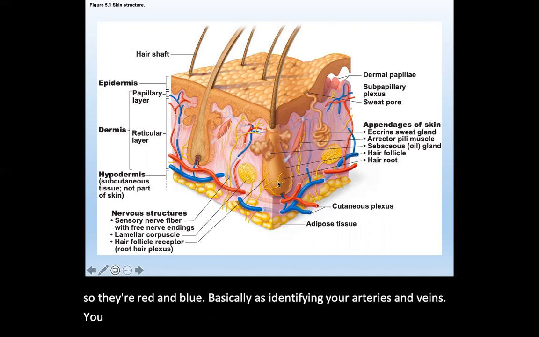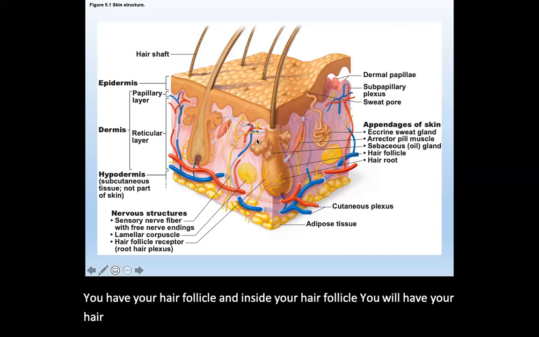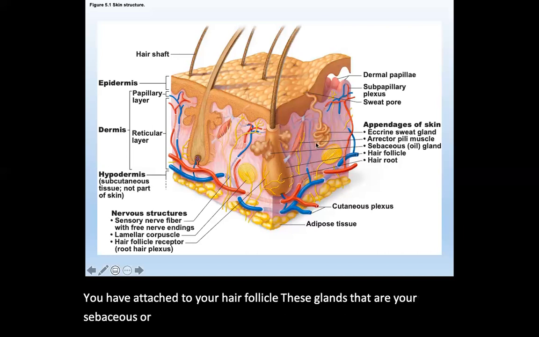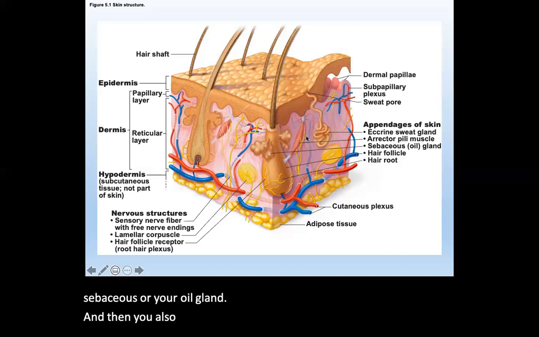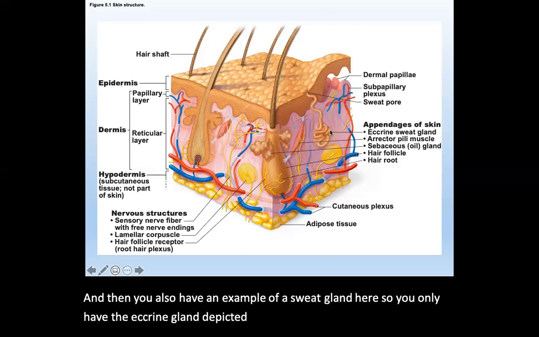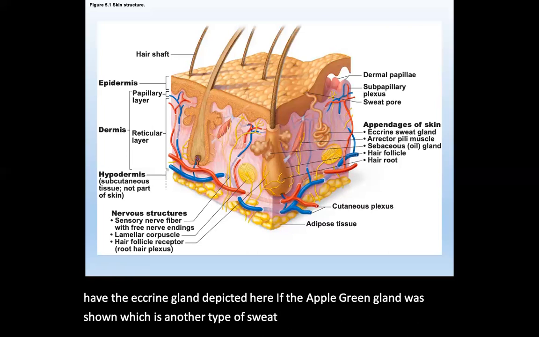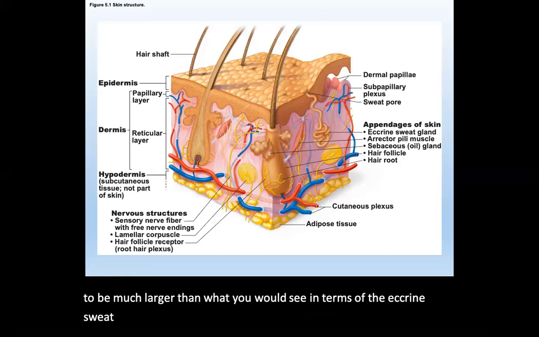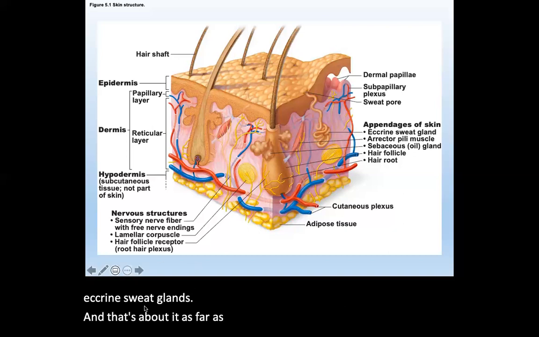You have your hair follicle, and inside your hair follicle, you will have your hair root. You have attached to your hair follicle these glands that are your sebaceous or your oil gland. And then you also have an example of a sweat gland here. So you only have the eccrine gland depicted here. If the apocrine gland was shown, which is another type of sweat gland, then you will see those to be much larger than what you would see in terms of the eccrine sweat glands. That's about it as far as the structures that I want you guys to know for this picture.